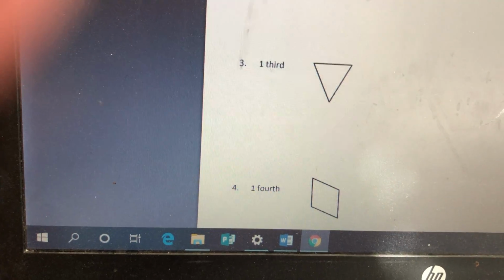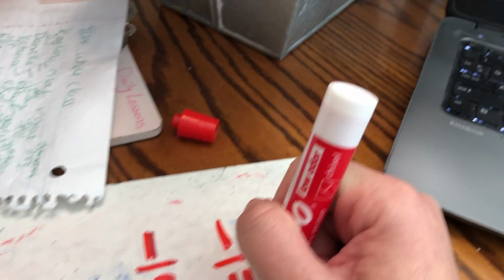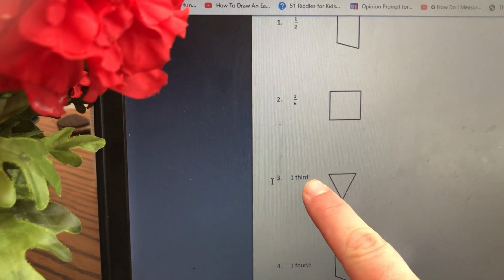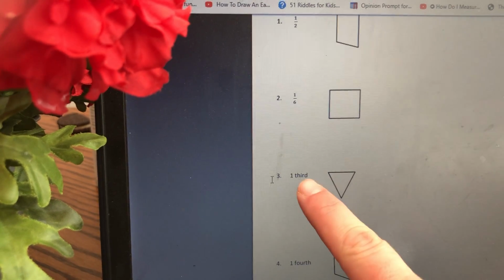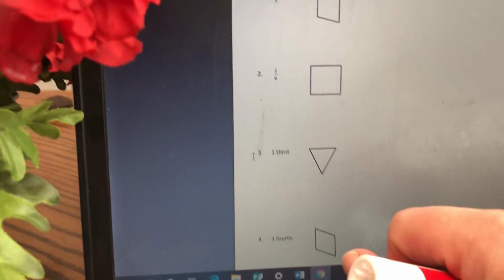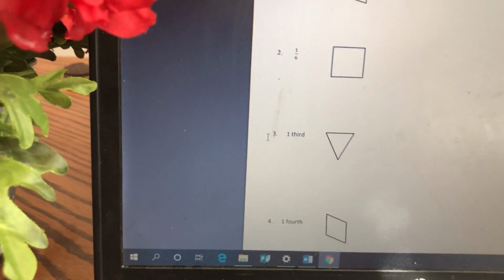Okay, 1/3, that says 1/3, that's the fraction 1/3. This one's 1/4, you need 1/4, okay? So you have to look at your denominator, draw that many shapes and label it 1/3. Okay, I'm gonna show you how to do it on Kami on the next video.